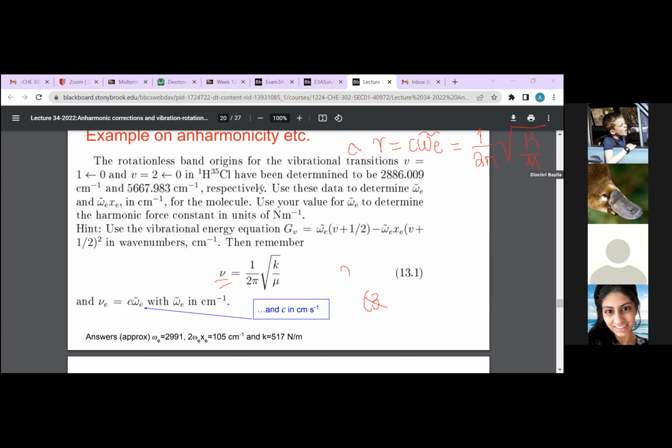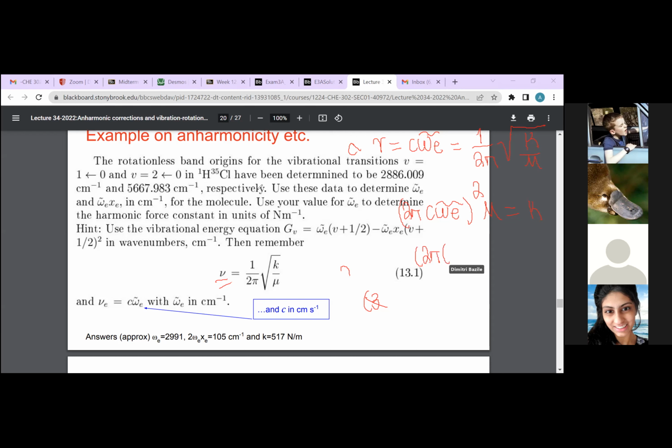So we know C WE times 2 pi, so 2 pi is over here, and then that's going to be squared, so we want to take the radical off. Then we multiply by the reduced mass, and that's equal to K. From here we can put in 2 pi.